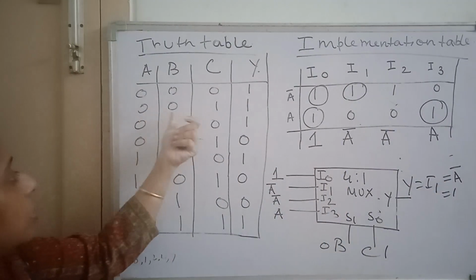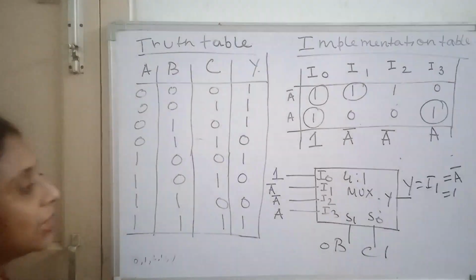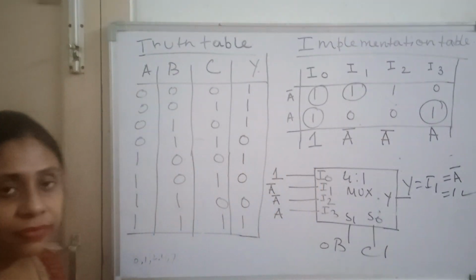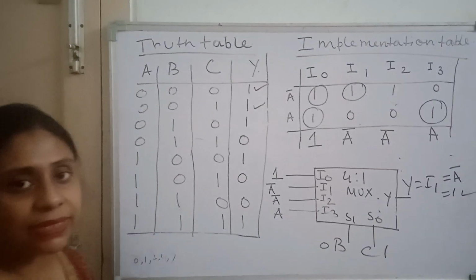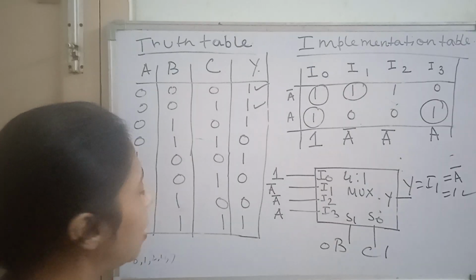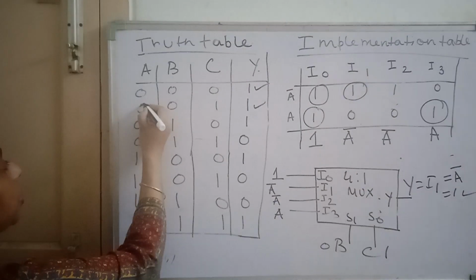So, for this 0, 0, 1 input combination, the output is 1. See, our output is 1. These two conditions are checked. Now, go for the third input combination.